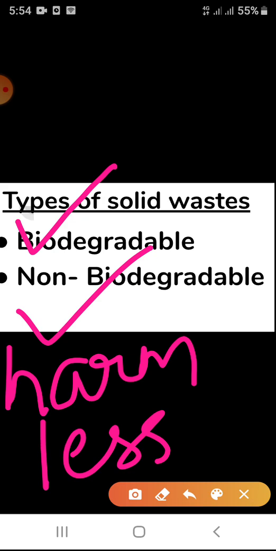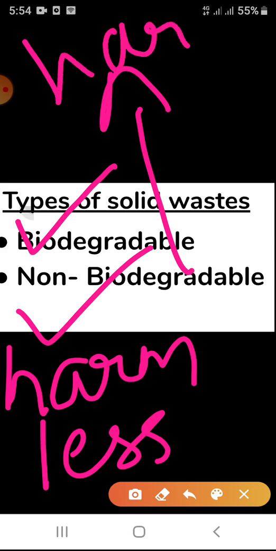But non biodegradable means waste that cannot be degraded to a simpler and harmless form. It harms our environment. So no decomposition is possible. For example, plastic, pesticide, DDT, industrial waste, etc. So we are saying that plastic is non biodegradable.